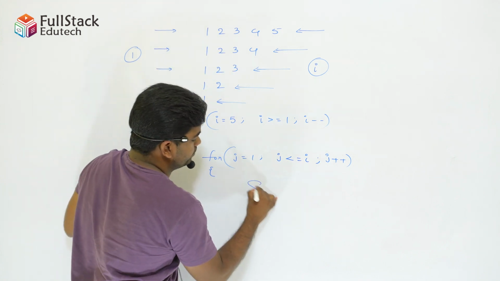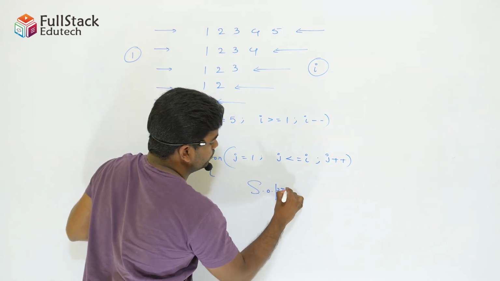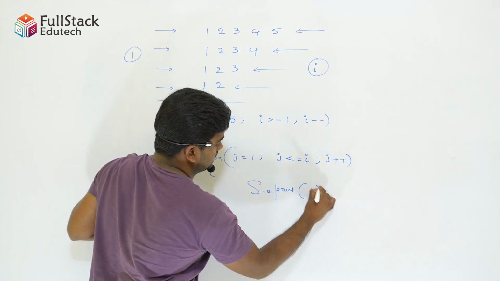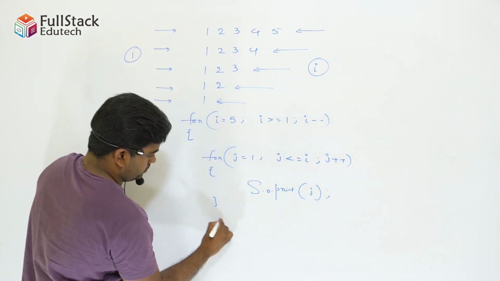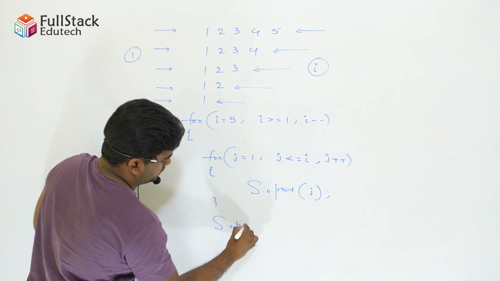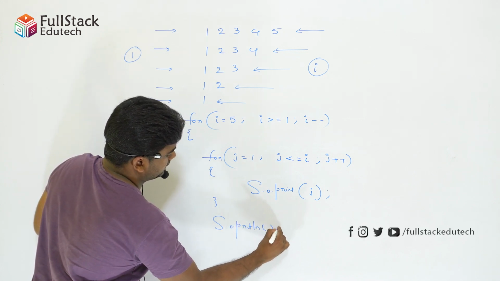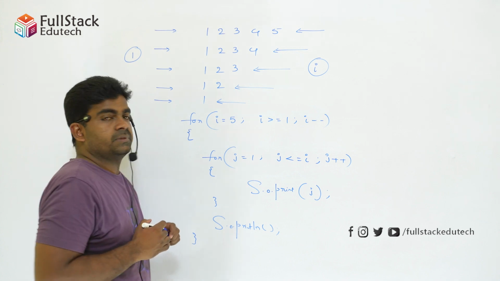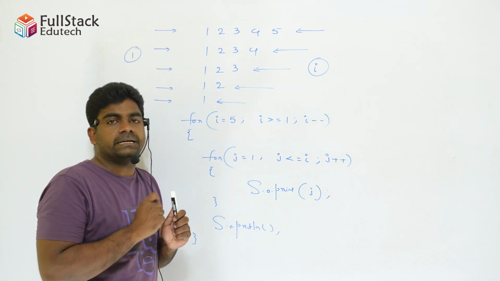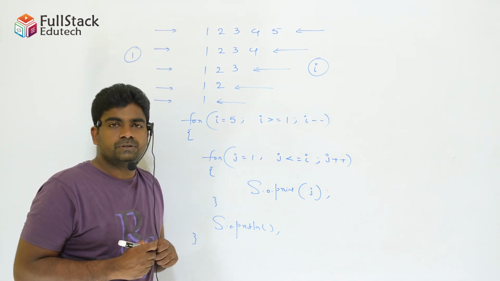So every time inside that inner loop, we are printing that J value. To send the control to the next line, we are writing println here. This is the simple way of printing this pattern. Hope you understood. Please follow.